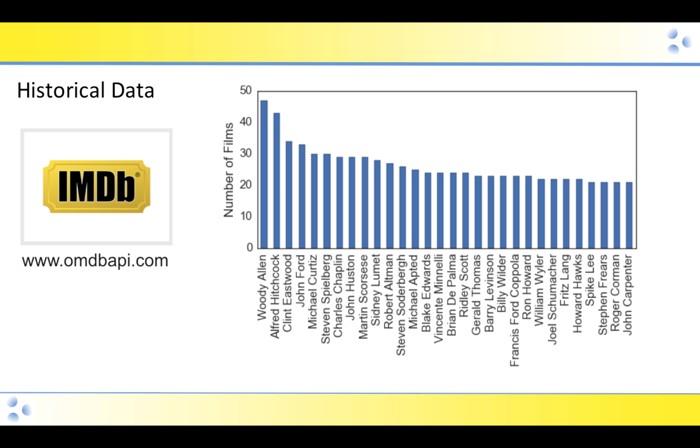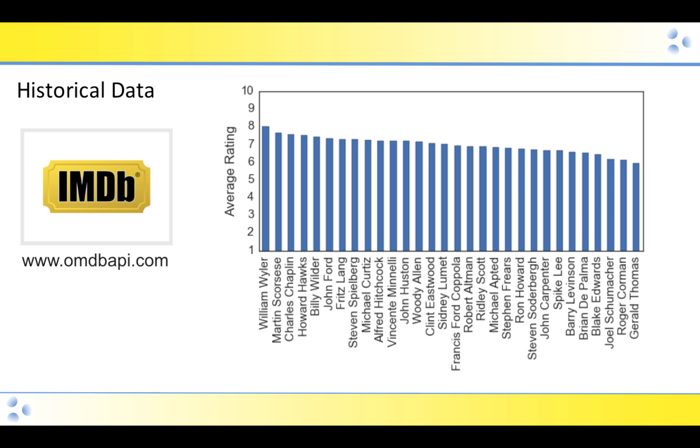Perhaps more interesting is not the number of films that these directors have made, but the ratings of those films. That reorganizes the list significantly, where now the list is headed by William Wyler, Martin Scorsese, and Charlie Chaplin. These are the most popular directors, but those directors were actually placed in their time. So it's hard to say whether or not some of these directors would be more popular before or after the time in which they actually directed their films.